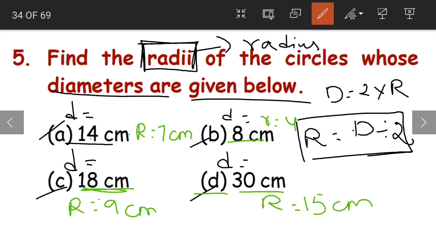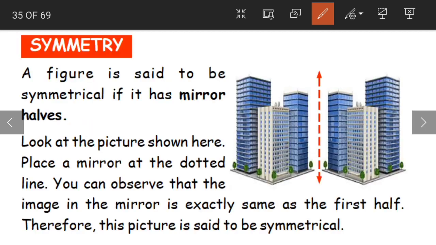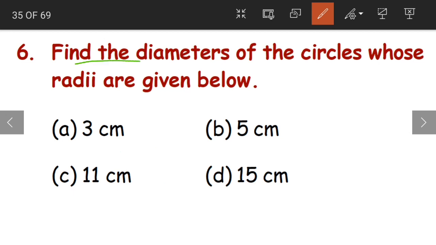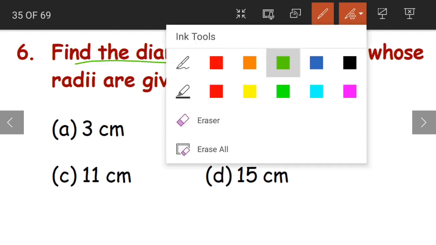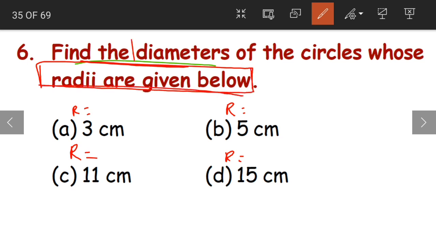I hope this is clear. How to find out the radius of the circle when the diameter is given. Now coming to question 6, find the diameters of the circle when radii are given below. What is given? Radius is already given. Radius is equal to 3 centimeters, 5 centimeters, 11 centimeters, 15 centimeters. Now we should find out the diameter. How will we find out, children? Diameter is equal to 2 into radius. Yes, diameter is equal to 2 into radius.